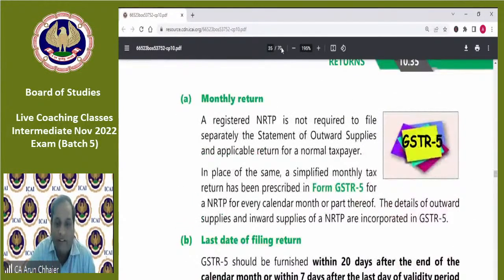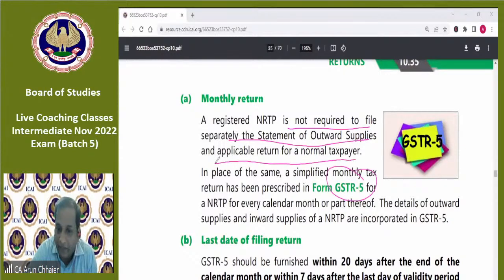Now, which return will they file? GSTR 4? No, sir, GSTR 5. Because GSTR 4 is applicable to the composition. So a non-resident taxable person is not required to file a separate statement of the outward supplies and applicable return for a normal taxpayer. They have to file a monthly tax return in the prescribed form, that is GSTR 5.